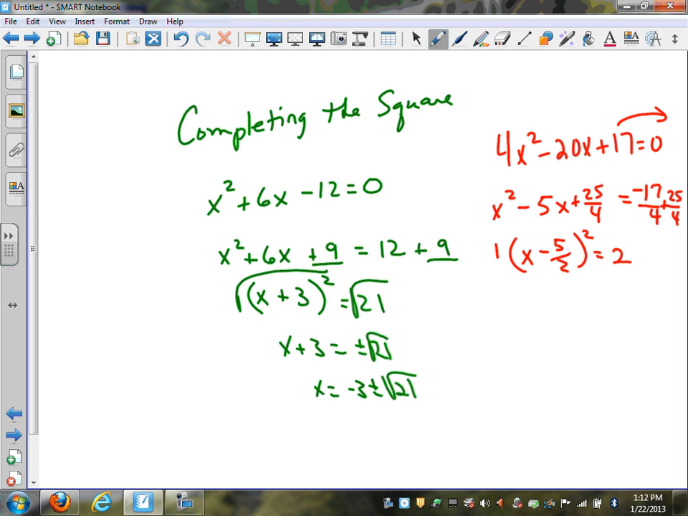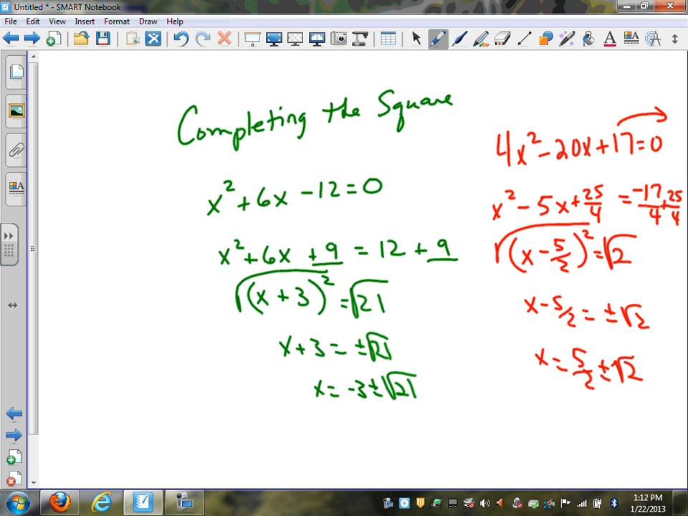So we're going to take the square root of both sides now. That's plus or minus the square root of 2. Add 5 halves. That would be your answer. Now you could plug it in your calculator and get an estimate for each one of those: 5 halves plus the square root of 2, 5 halves minus the square root of 2. And then if you give you zeros on the calculator, that would also give you the decimal.